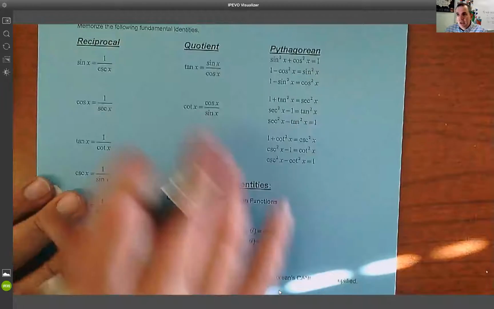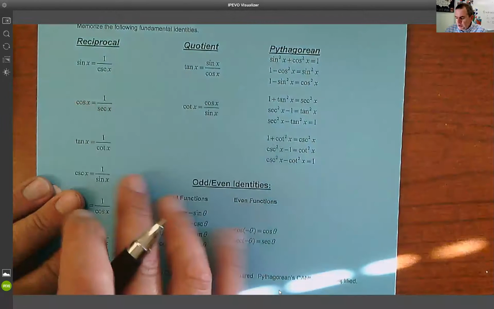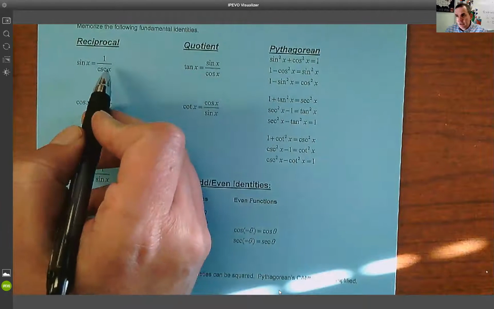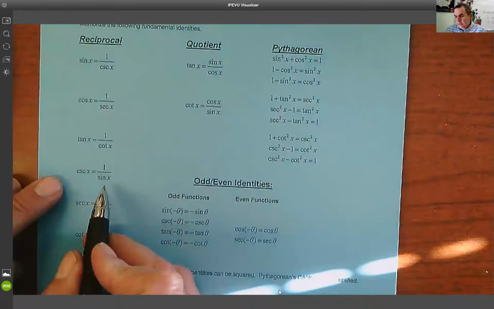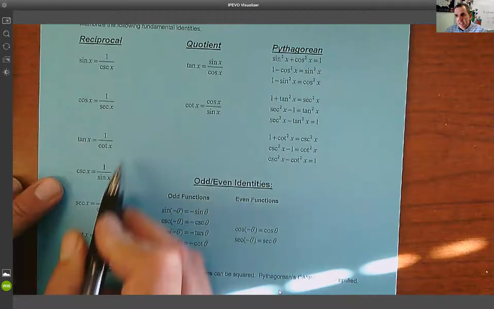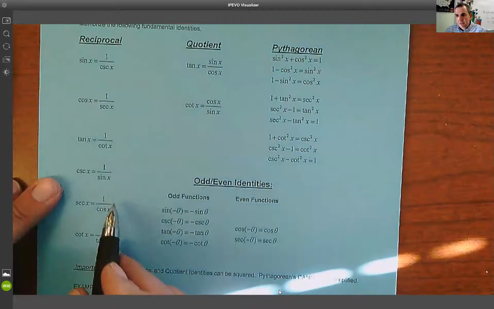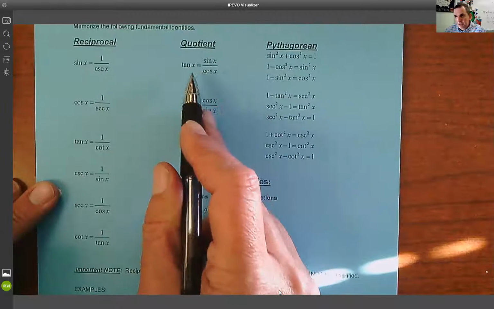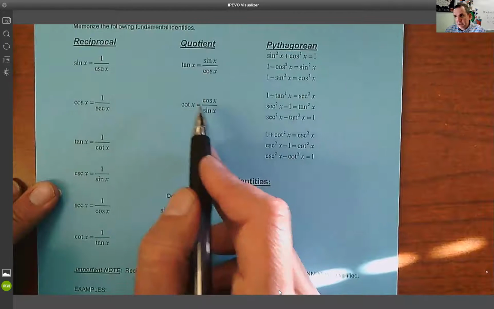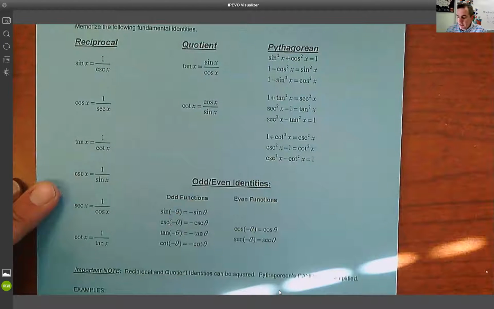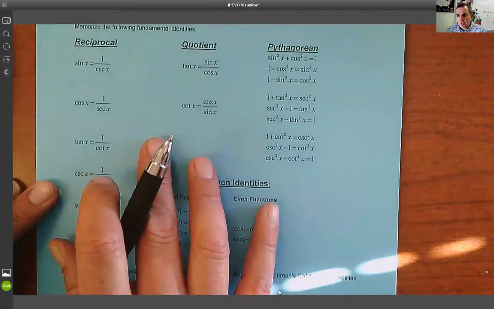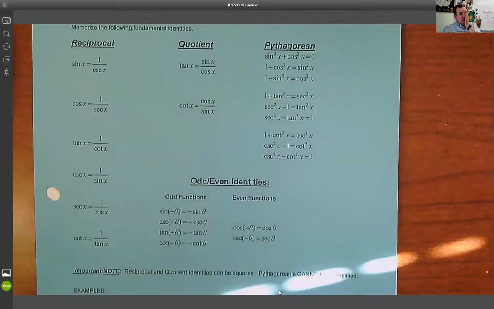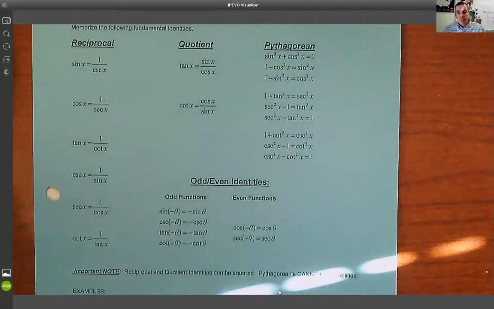It's on cardstock. These are some of the reciprocals, some of the ones you already know. Sine of x is the reciprocal of cosecant, so cosecant of x is a reciprocal of sine. Cosine with secant, secant cosine, tangent, cotangent. And then we did the quotients, which tangent is sine divided by cosine, and cotangent is the inverse, which is cosine divided by sine. So what we're going to do is use some of these reciprocals, these identities, to solve or simplify some problems.